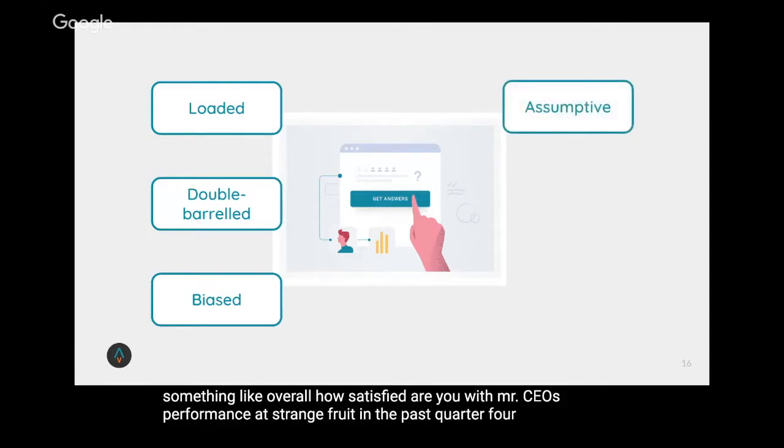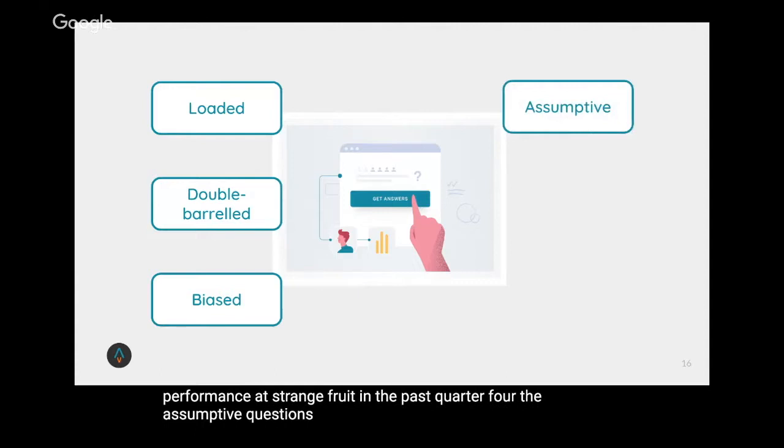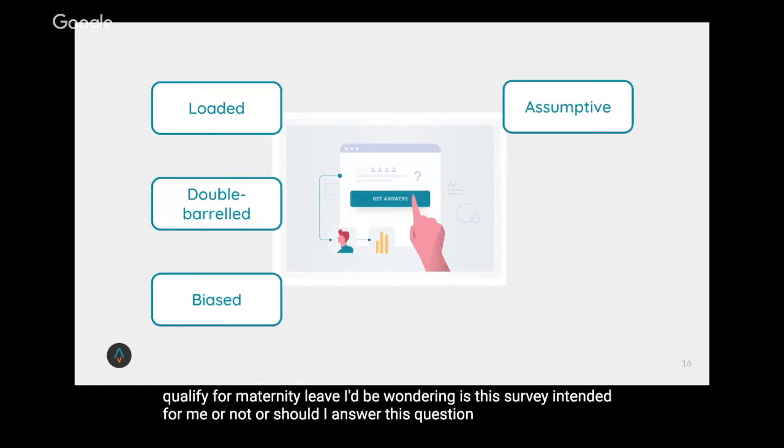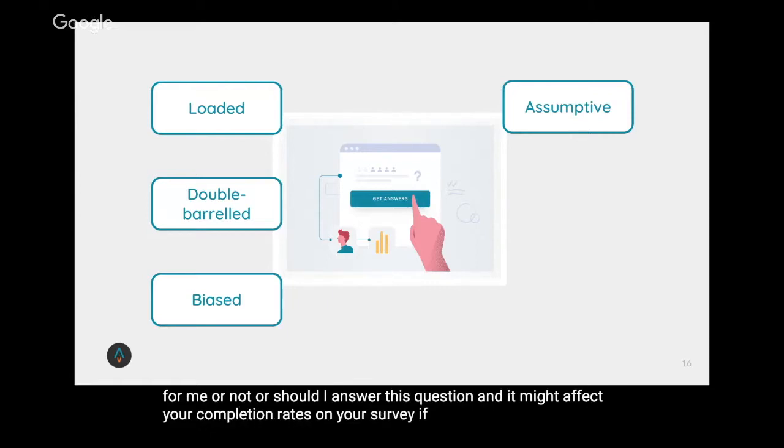Fourth are the assumptive questions. So assumptive questions are a turn-off to respondents who the questions do not relate to. So if you're asking a general audience, for example, do you think that the maternity leave benefit is sufficient? For someone who actually wouldn't qualify for maternity leave, I'd be wondering, is this survey intended for me or not, or should I answer this question? And it might affect your completion rates on your survey if people decide, it looks like this survey wasn't meant for me, I'm going to drop off.